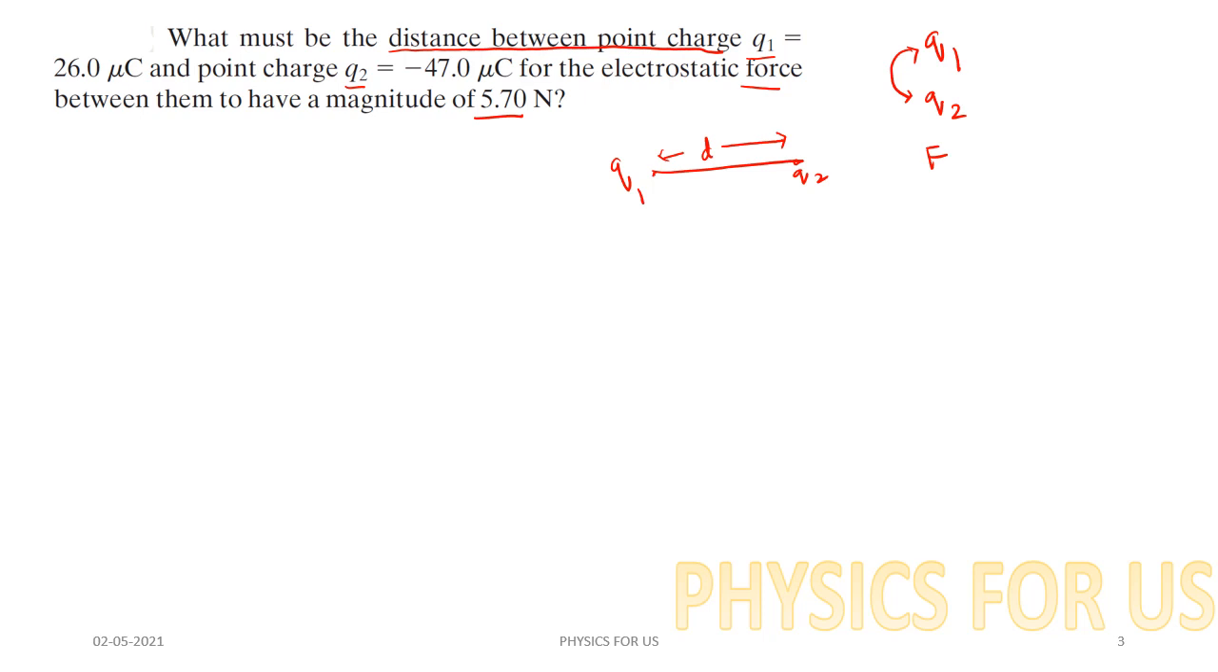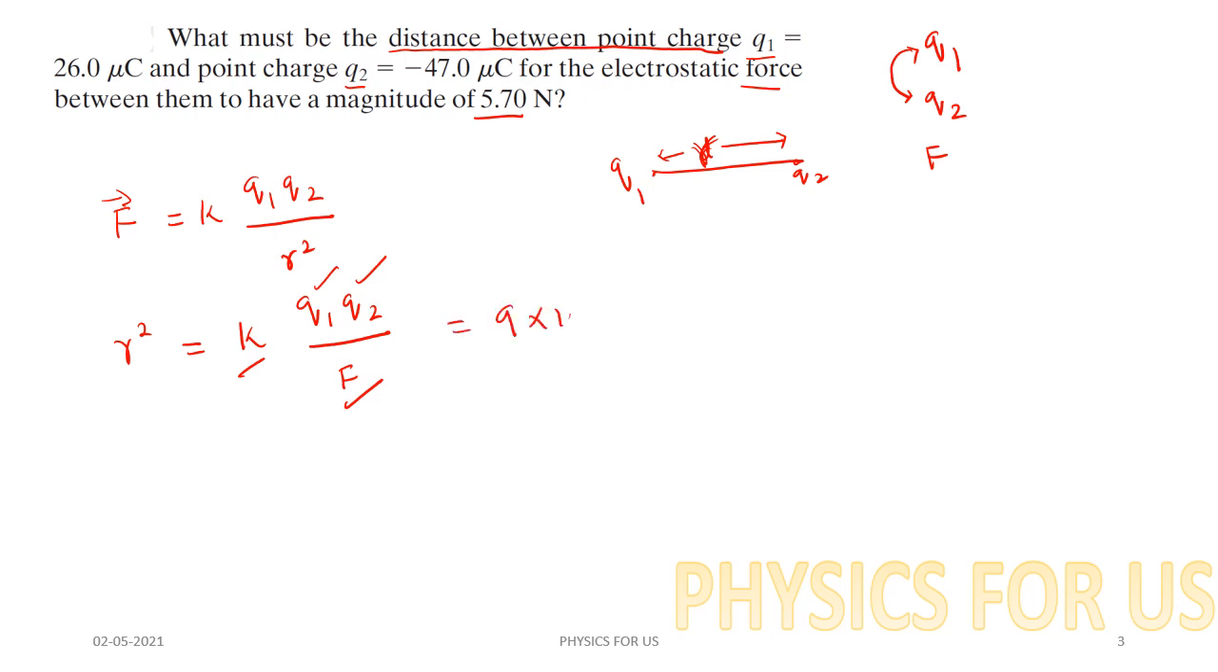As we know very well, the force and the charges q1 and q2 and the distance are related by a law called Coulomb's law, which is F equal to k into q1 q2 by r square. What we have to find is the distance, that is r. So we can write r square equal to k into q1 q2 by f. All these values are given: q1 is given, q2 is given, f is given, and k is a constant which is given already.